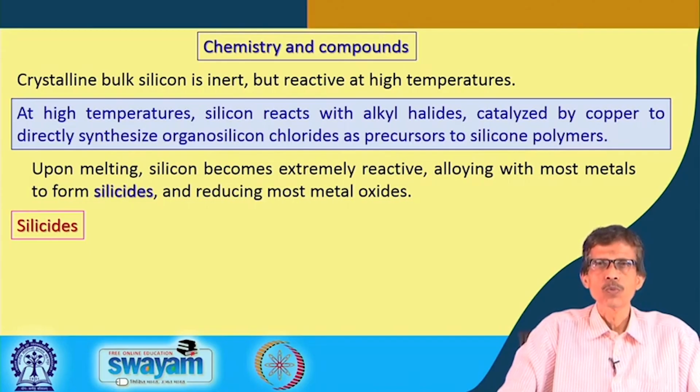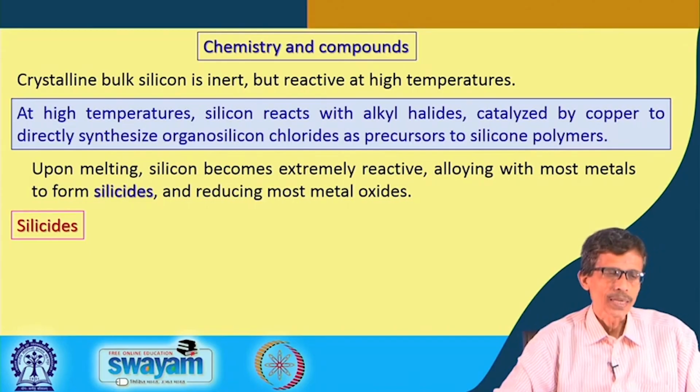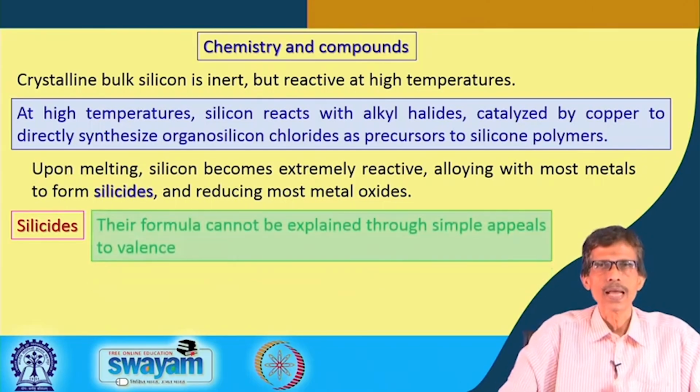So, how can we have the corresponding magnesium silicide, say? Magnesium will be there and silicide will be there, and the silicon will be in the anionic form, like carbon as carbide, boron as boride, silicon as silicide. And if we consider the different formulas of these silicides, the stoichiometric ratio of the metallic part, say magnesium, and the silicon part will not give a very simple formula. Therefore, we can say that their formula cannot be explained through simple appeals of valence.